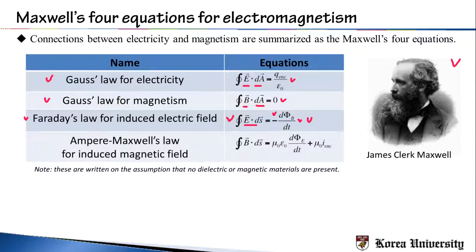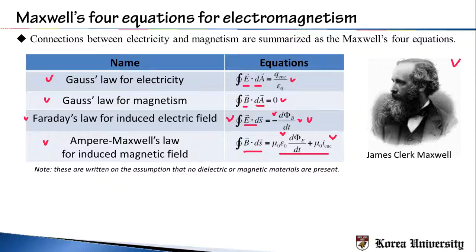Okay. And the last thing, Ampere-Maxwell's law for the induced magnetic field. Here, if you integrate the magnetic field along a closed loop, then it is equal to the summation of two terms. The first term is proportional to the time-dependent change in the electric field flux, and the second term is proportional to the total amount of electric current enclosed by this closed loop.